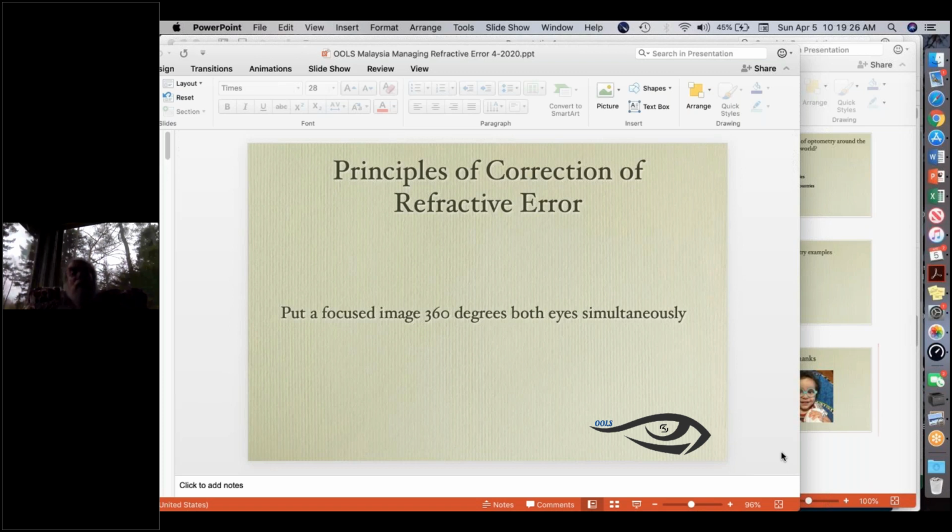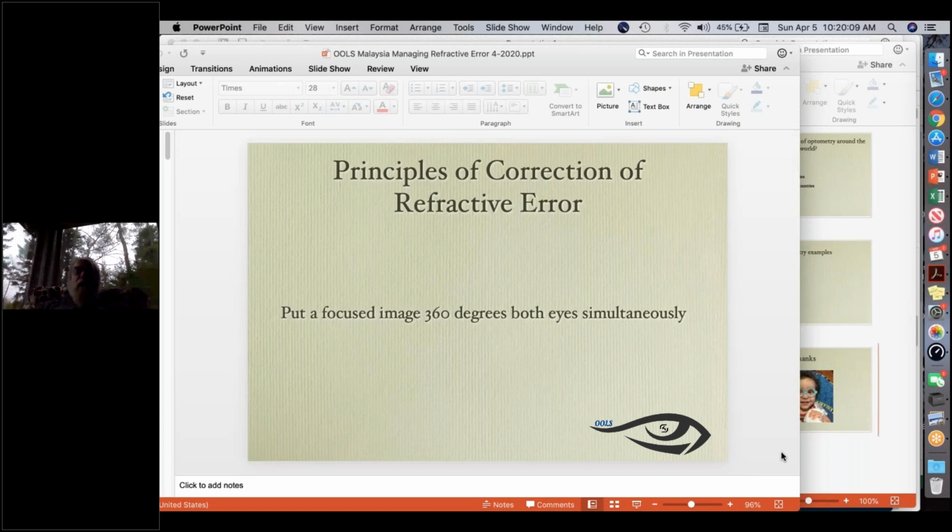But the reality is that you're leaving a blurred image on the retina of the eye with a higher refractive error. In other words, you're not properly putting a correct focused image on the retina. You're leaving optical blur. That optical blur is not going to effectively treat the amblyopia and is not going to provide the incentive for the visual system of that individual to be able to put fused images together and provide binocular vision. So to me, this focused image 360, both eyes simultaneously, is the basic element of providing refractive correction.